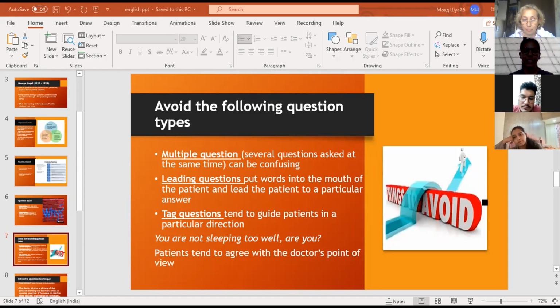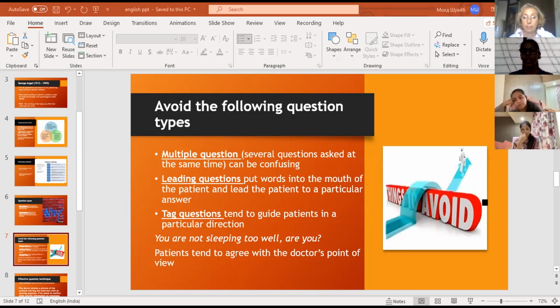Second is leading questions. Leading questions give the patient a thought to express from the point of view of the doctor. For example, if the doctor says, are you avoiding your medicines, the patient is bound to say yes or no, whatever he is doing. These kinds of questions should be avoided.